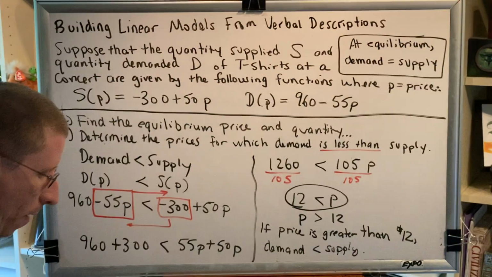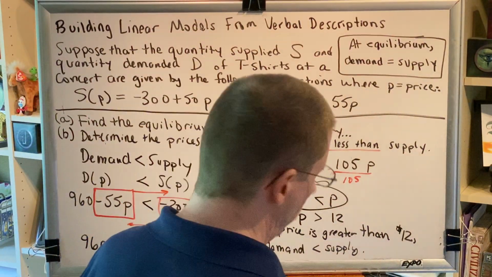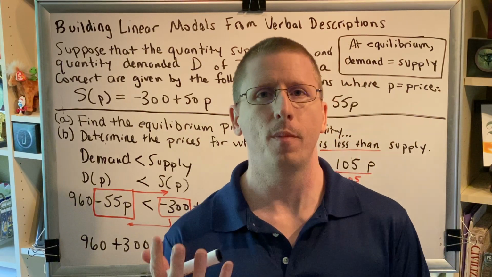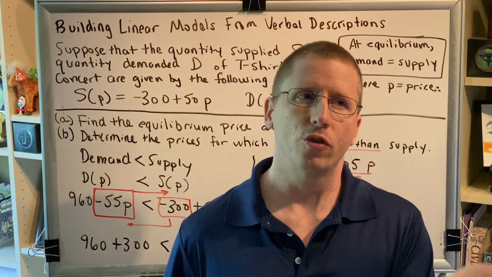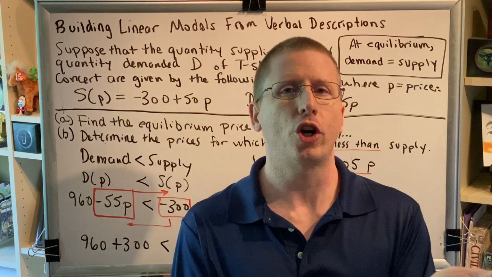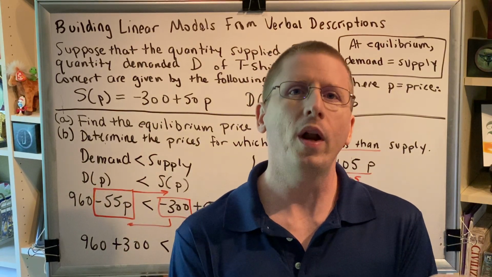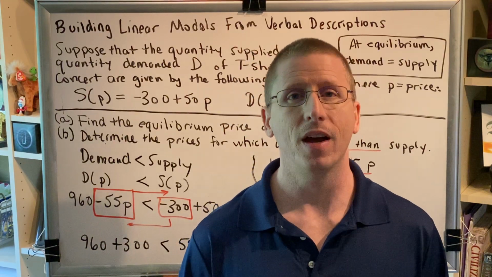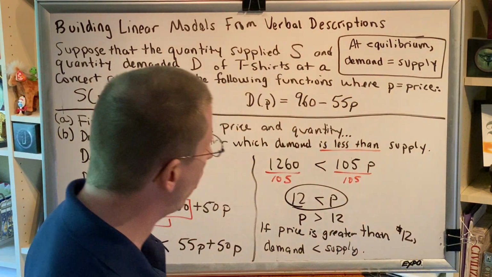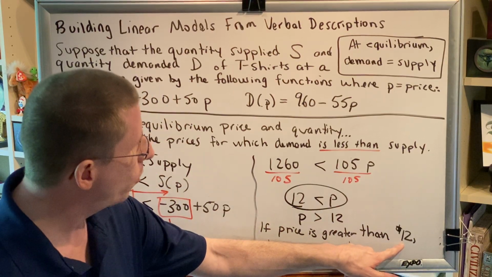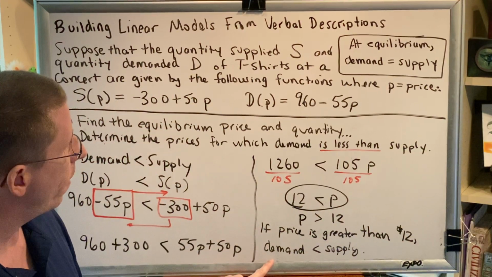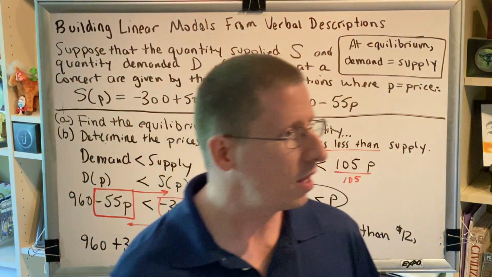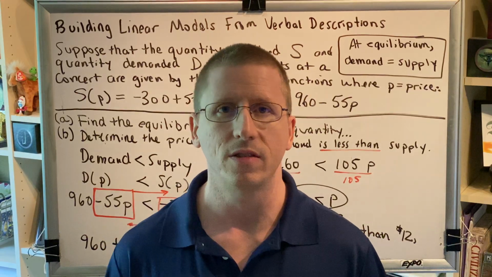Now, this makes sense if you think about it. Let's talk logically about this. We noticed in part A that if the price was $12, then the supply and the demand were equal. 300 shirts wanted to be purchased, 300 shirts were available for purchase. But what happens to the demand for a product if the price goes up? The demand goes down. So that's what we see here. The moment the price goes higher than $12, the demand goes down, and therefore the demand will be less than the supply. Okay, so that is part A and part B of this problem. We'll do part C in our next video.